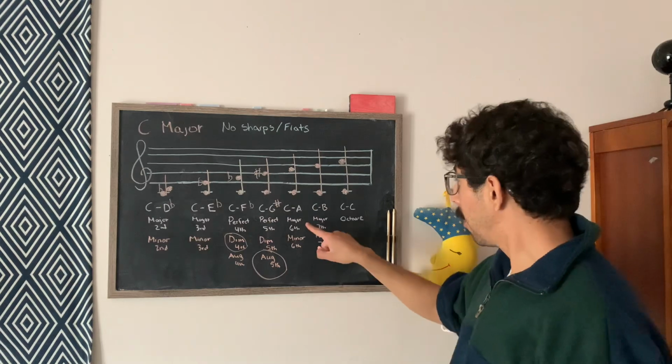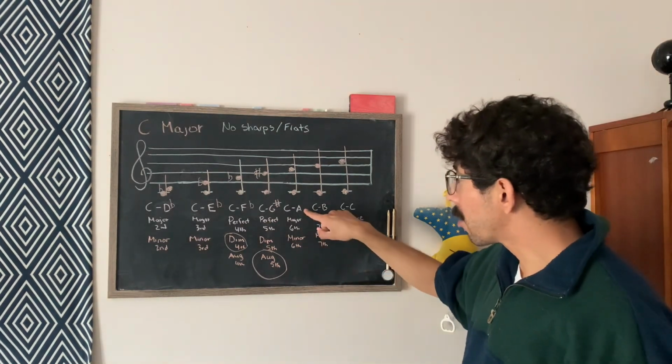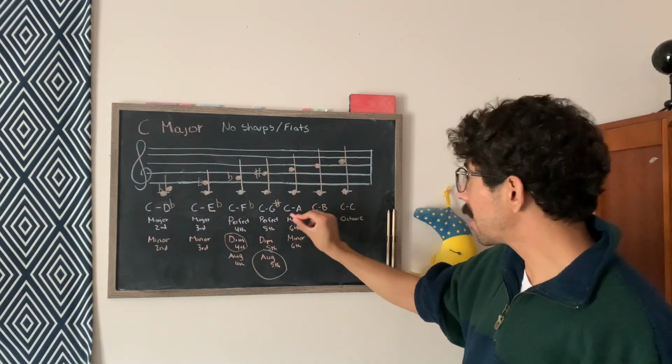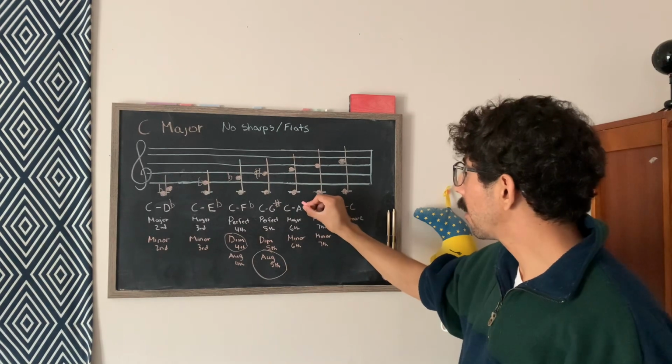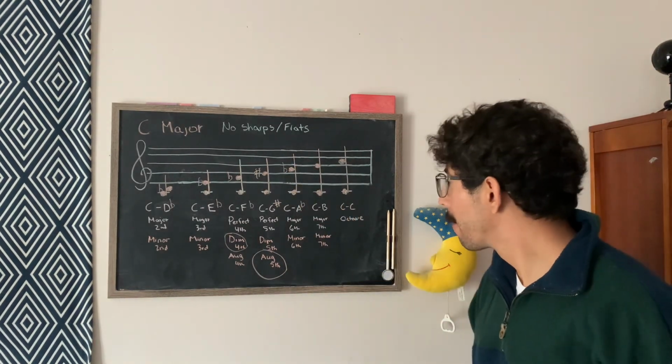Now we go back to the interval of a major sixth, and once again, in order to make it minor, we would just take the top note and go down half a step. So instead of going from C to A, we would go from C to A flat. So this would become flat right here.